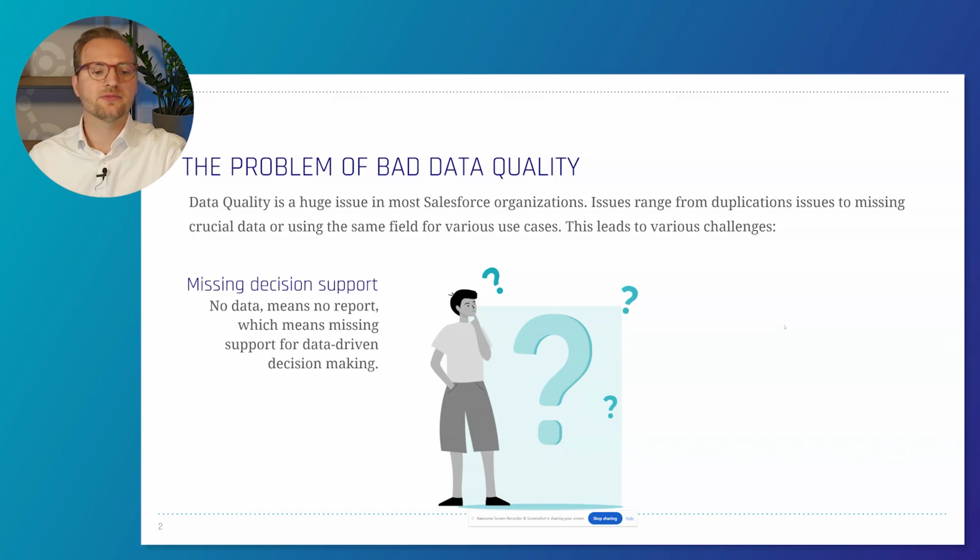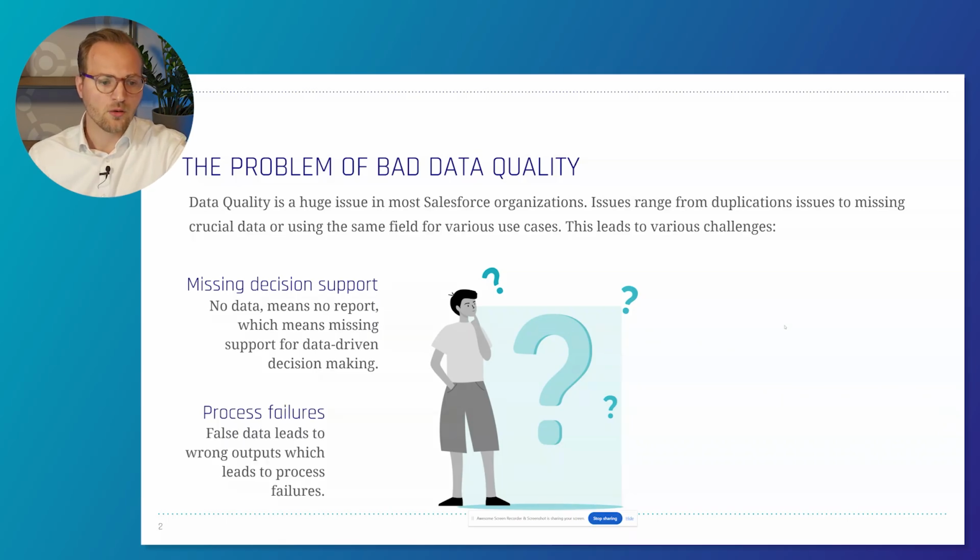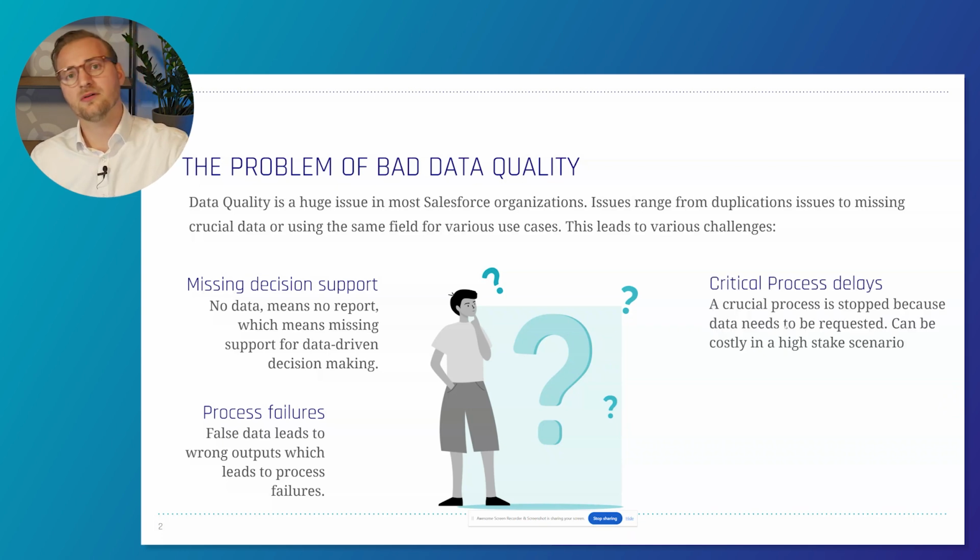One of them is missing decision support. So you want to create a report and you see, oh, there's a great field for that. But the field is mostly empty. Means you can't do the report, means you can't do data-driven decision-making and still have to rely on your gut. Or you have process failures, so you have false data in the field, so people understood it wrong or did something wrong there. It gives you wrong output, it gives you an error in the process because you make a wrong decision.